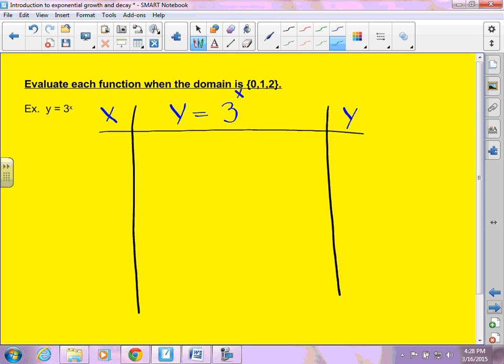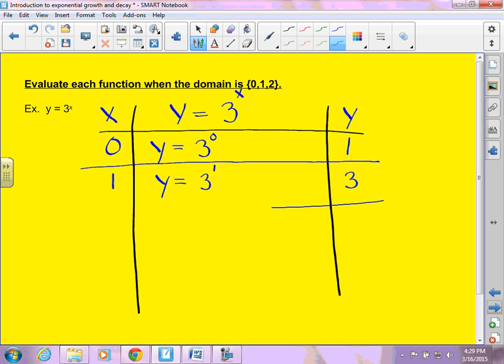So what we're going to do is we're going to plug in the numbers they told us to. So we're going to put in a 0. Y equals 3 to the 0. And remember, anything to the 0 power is 1. I'm going to draw a line, just like we did with our linear. I'm going to put in a 1. Y equals 3 to the 1. 3 to the 1 then is 3. Draw my line. Put in a 2. Y equals 3 to the second power. You'll notice that it's 9, right? So you show your work very similar to what we did in the linear equations, but this is going to look a little bit different.